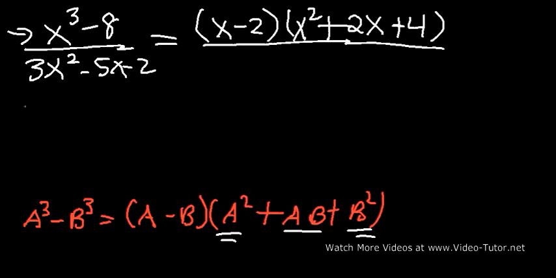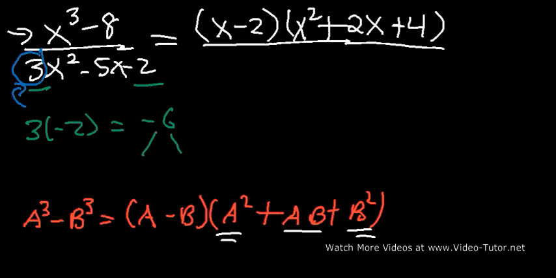Now, for the bottom here, notice that we have a trinomial, but the leading coefficient is not 1. So we're going to use a different factoring technique. What we need to do is multiply the 3 by the negative 2. So 3 times negative 2 is equal to negative 6. And then we need to find two numbers that multiply to negative 6, but that add to negative 5.